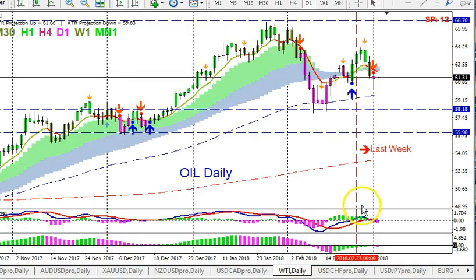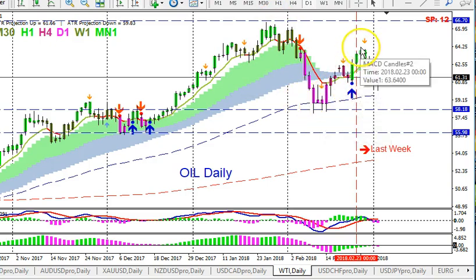Now we look to oil. We talk about oil because oil is closely related to how well the Canadian dollar is doing. And again, price made a new high, a big pullback here. You can see then price tried to go higher.